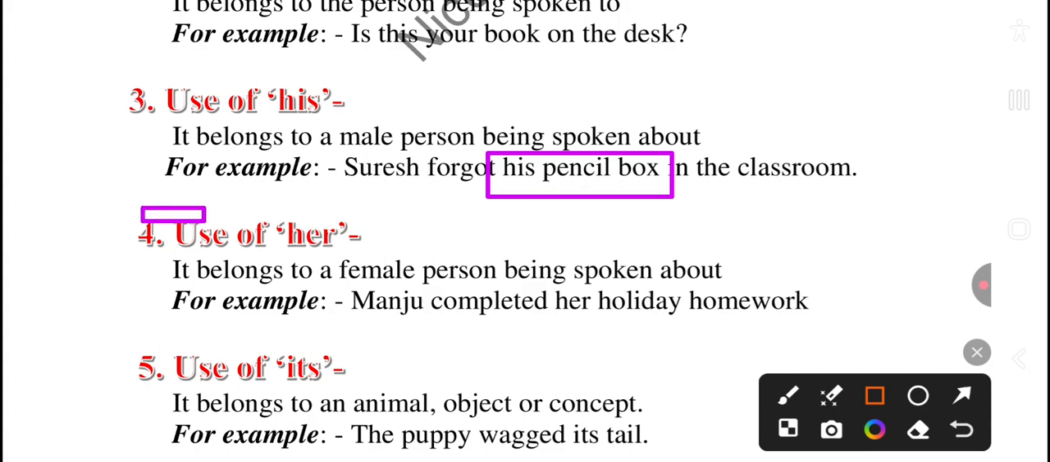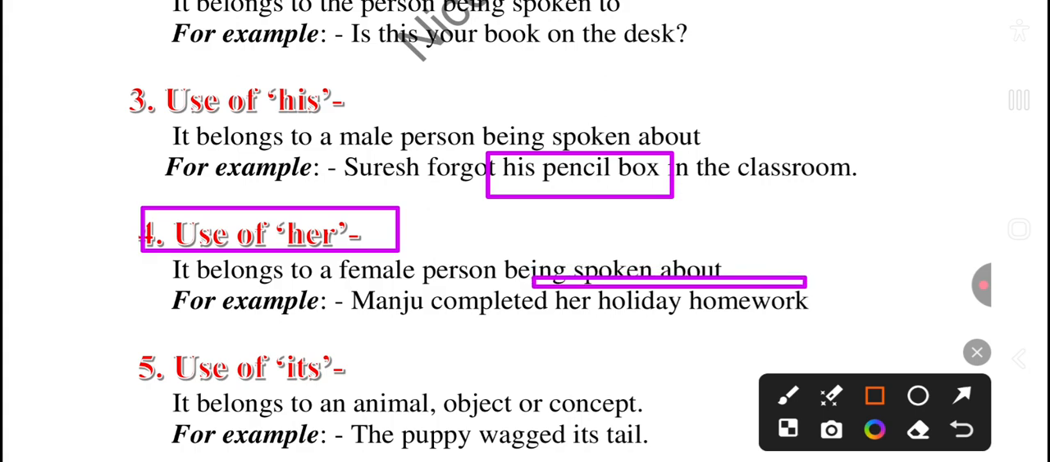Fourth one is use of her. It belongs to a female person being spoken about. For example, Manju completed her holiday homework. Here, her is acting as a possessive determiner and holiday homework acts as a noun, because a possessive determiner always comes before a noun.